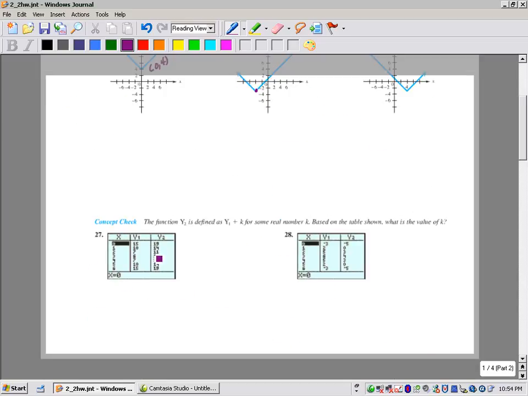Now, the next part is to find out from these tables how the graph of y2 relates to the y1. And we're actually even told specifically what we need to look for. y2 is defined as y1 plus k for some real number k. So based on the table shown, what is the value of k? So let's look at number 28. So I'm looking at how do the y values compare to each other. And it's hard to see with this. You may have to refer to your book, and this is on page 109 in your textbook.